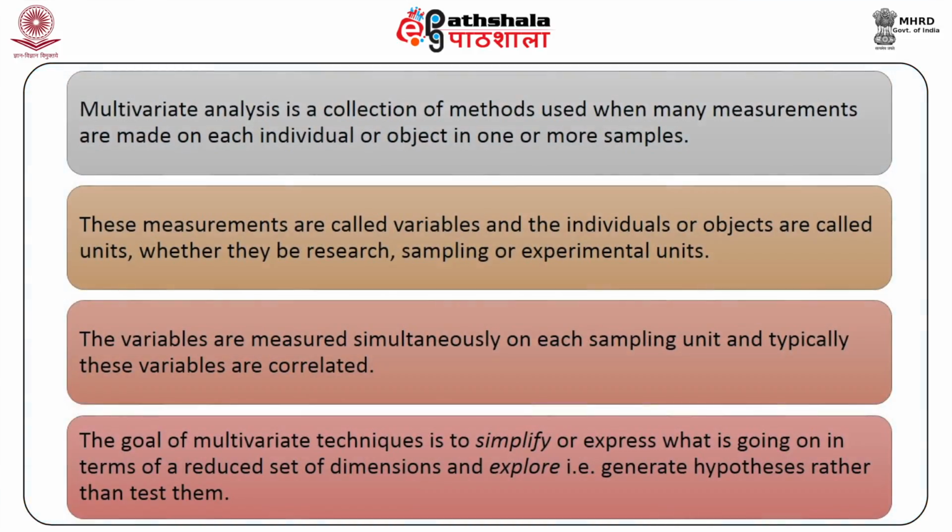Multivariate analysis is a collection of methods used when many measurements are made on each individual or object in one or more samples. These measurements are called variables and the individuals or objects are called units, whether they be research, sampling or experimental units. The variables are measured simultaneously on each sampling unit and typically these variables are correlated.